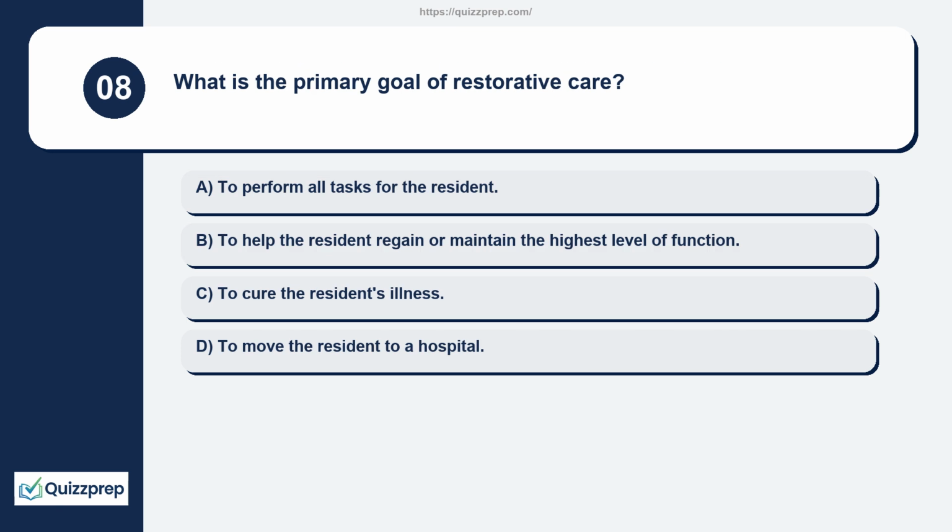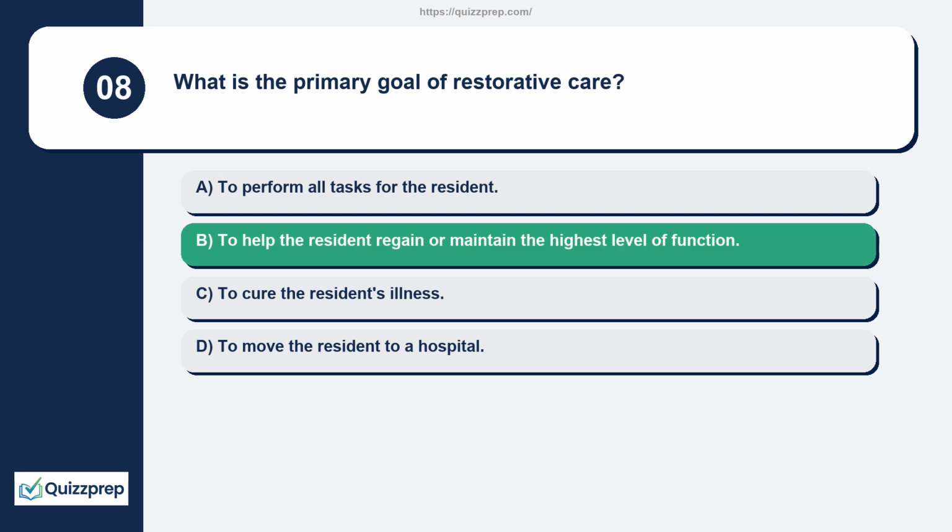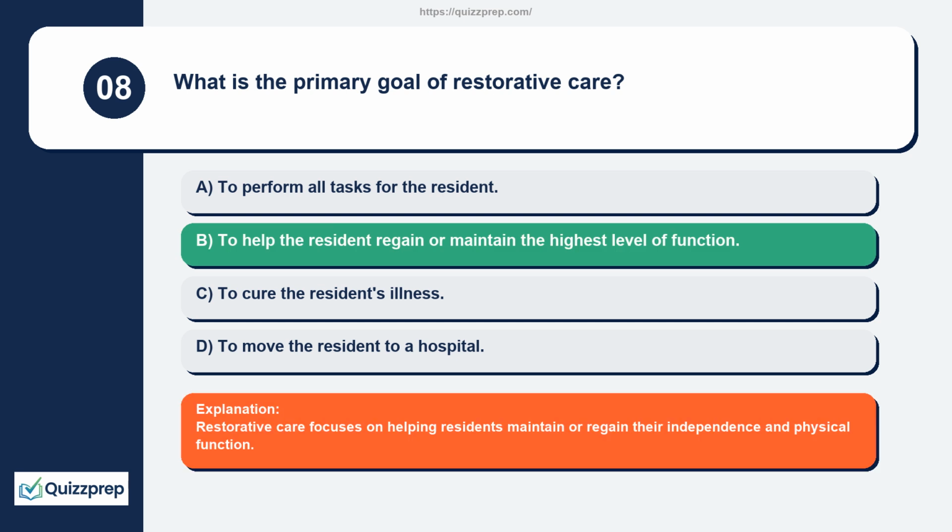Question 8. What is the primary goal of restorative care? To perform all tasks for the resident, to help the resident regain or maintain the highest level of function, to cure the resident's illness, to move the resident to a hospital. Restorative care focuses on helping residents maintain or regain their independence and physical function.